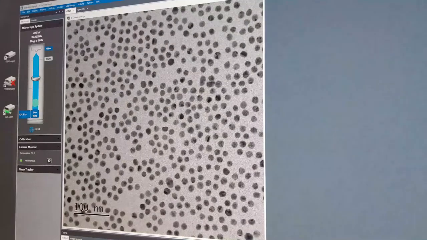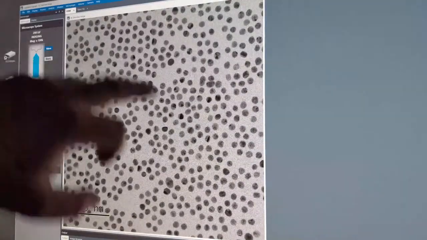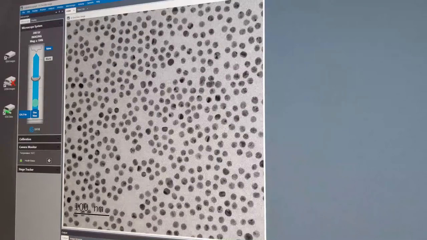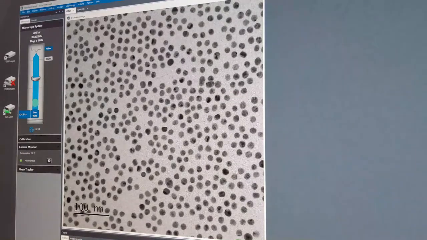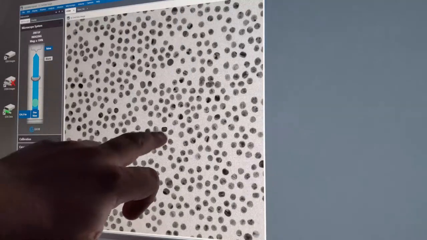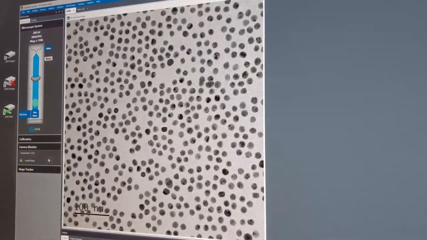The third type of contrast forming mechanism is diffraction contrast. We can see here that we're at 100,000 times magnification, and we can see lots of nanoparticles. All the nanoparticles are roughly the same size, and they're all made of gold. So there's no change in mass, and there's no change in thickness, so we're not going to get any contrast from those two contrast-forming mechanisms. However, some nanoparticles, such as this one, and this one, and this one, that are the same size as neighboring particles, appear darker.